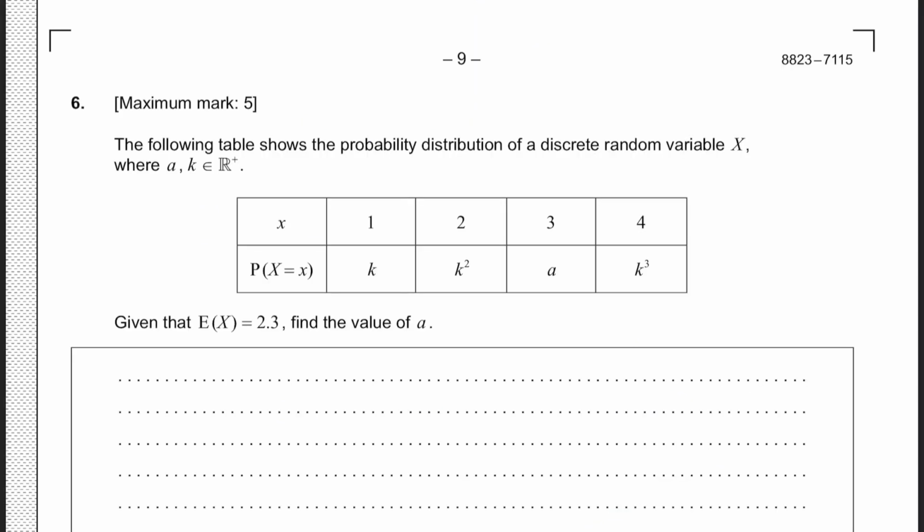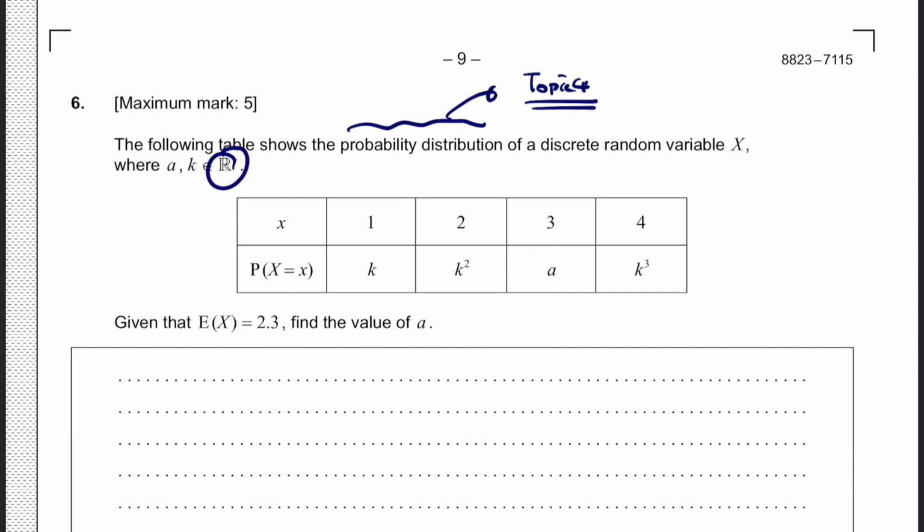Okay, so let's try question number 6. This question has a maximum of 5 marks. This table here shows the probability distribution of a discrete random variable x, where a and k are all positive real values. This is a statistics question, which means topic 4 of your curriculum.